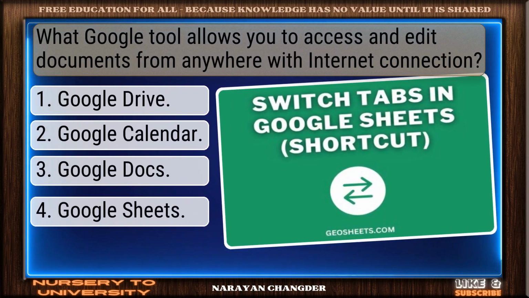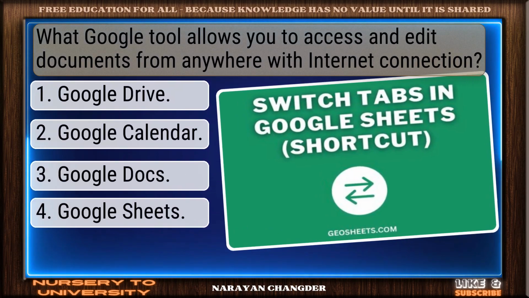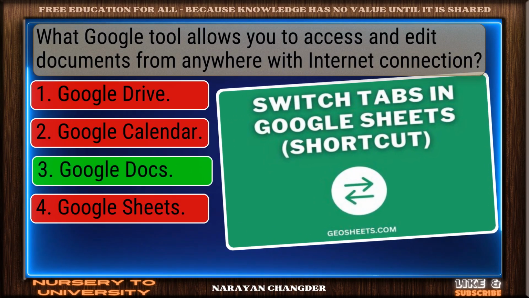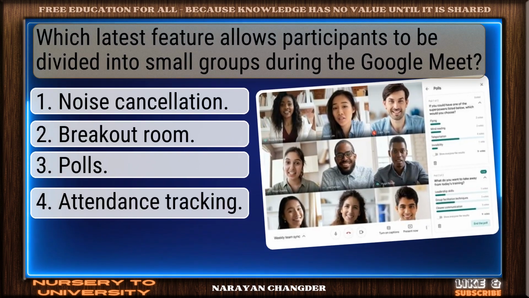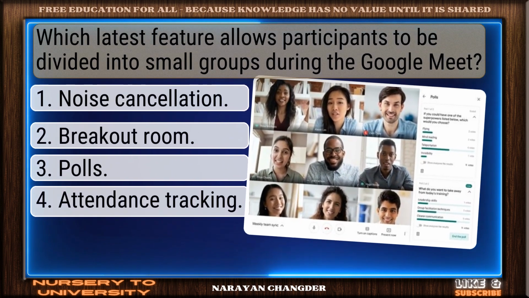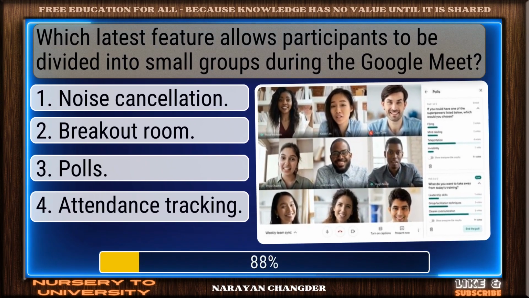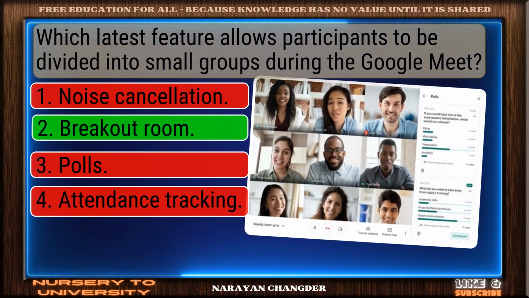What Google tool allows you to access and edit documents from anywhere with internet connection? Smart move. Google Docs is an accurate answer. Which latest feature allows participants to be divided into small groups during the Google Meet? Nicely done. Breakout room is a solid answer.